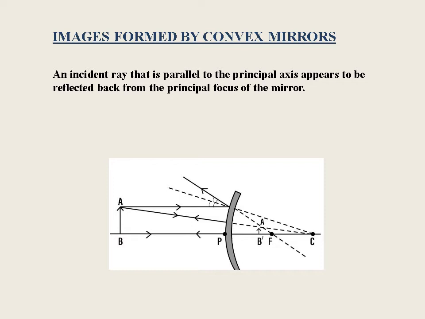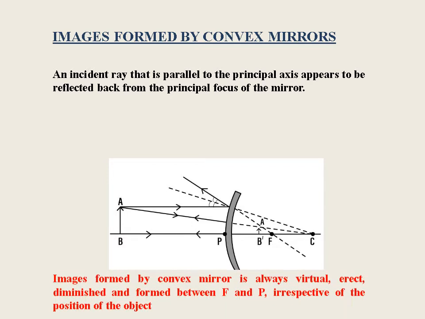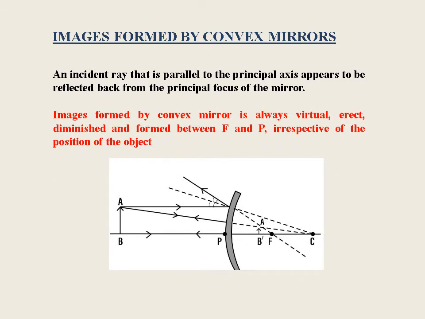The two reflected rays appear to meet behind the mirror when extended backwards. The image AB formed by a convex mirror is always virtual, erect, diminished, and formed between F and P, irrespective of the position of the object with respect to the mirror.